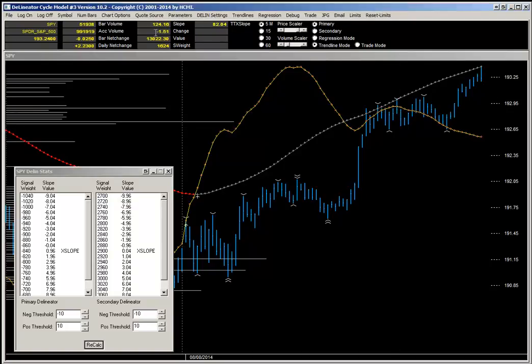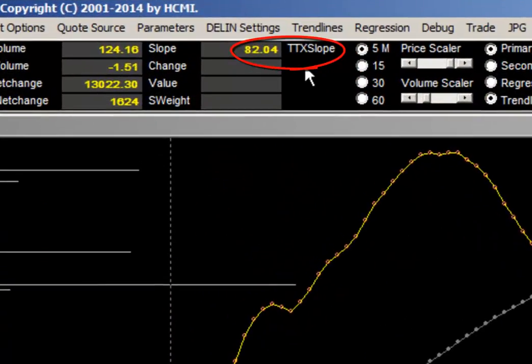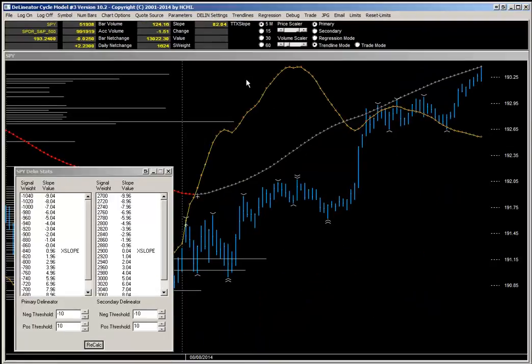If we take the value of the change, provided that the sign is different than the value of the slope, which indicates that the slope is moving in the opposite direction now, and we divide the change into the slope, we get the time till the next slope change in bars. And we see that the program calculates that automatically under TTX slope, time till slope change, which in this case is 82.04 bars. So on the 5-minute time frame, 82 5-minute periods is obviously a long time.